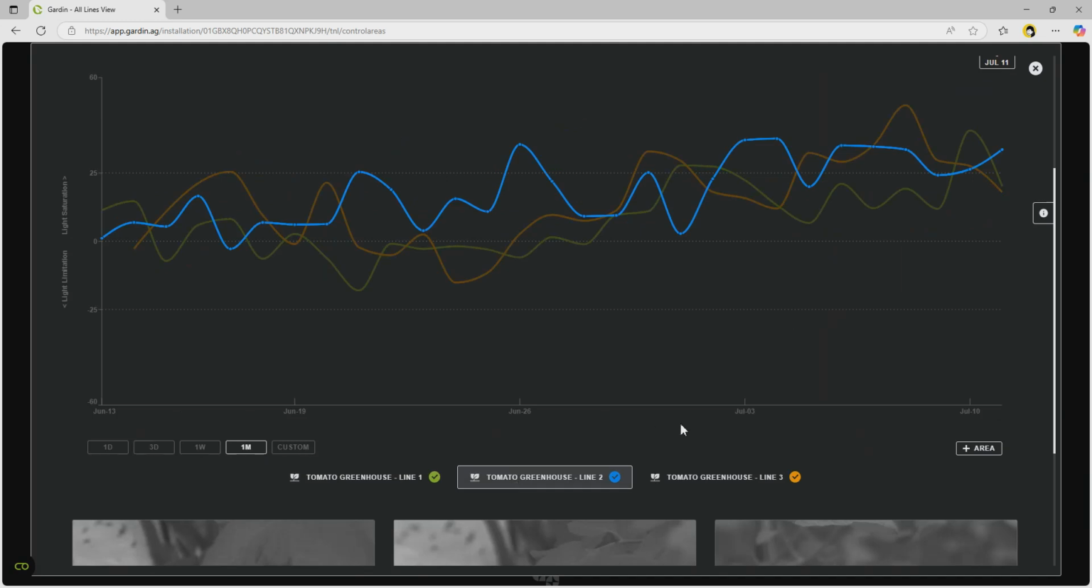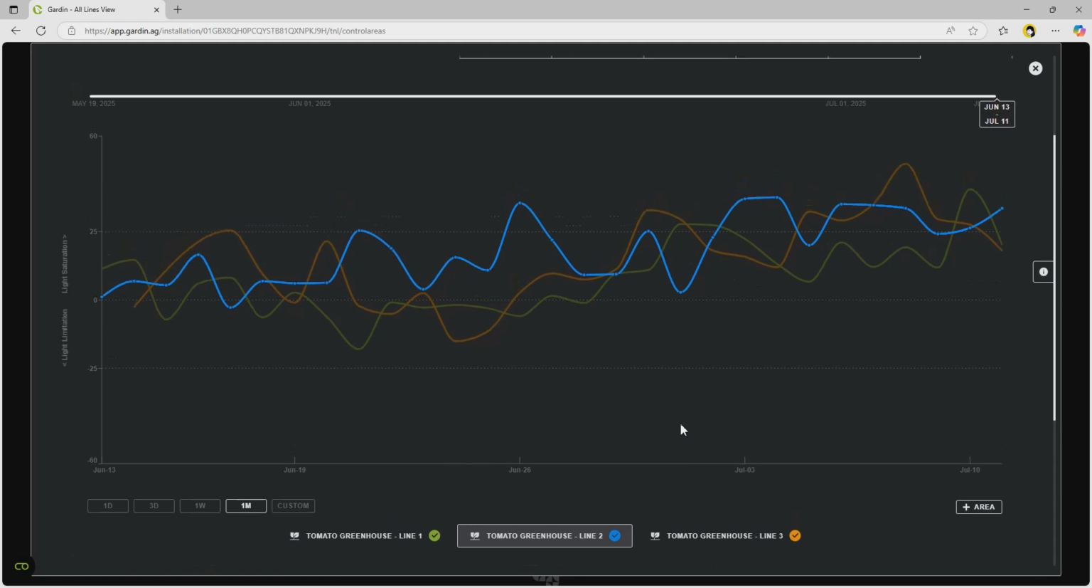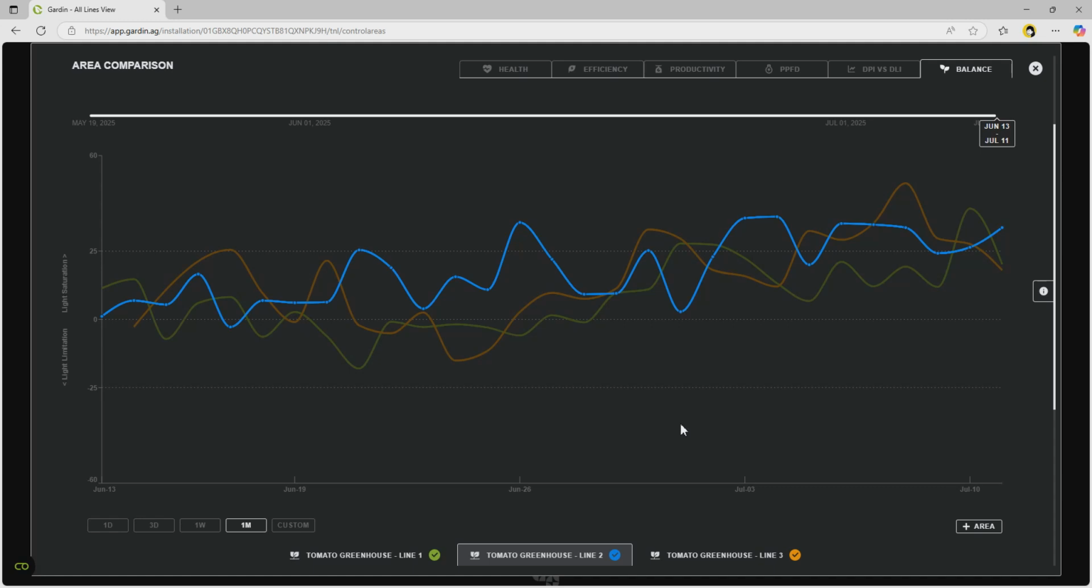Balance measures the plant's light source-to-sink ratio. In other words, it shows whether the plant can satisfy the demand for assimilates by the fruits or flowers. Your target is to keep the light balance within +25 and -25.